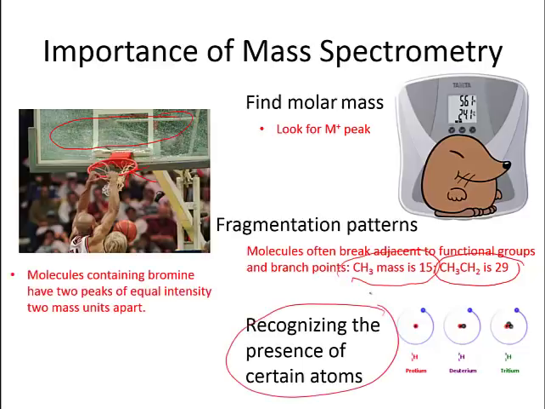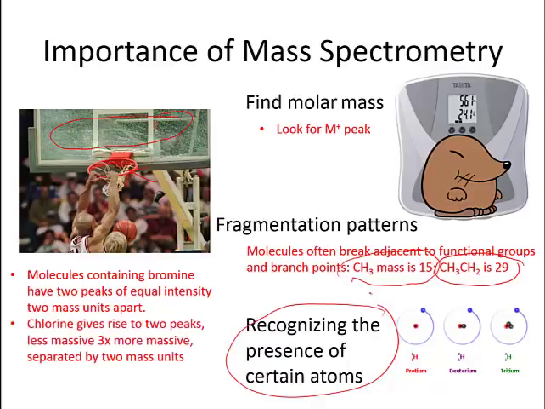Molecules containing bromine are going to have 2 peaks of equal intensity 2 mass units apart. So I'm going to go way on the right of the mass spectrum. If I see 2 really tall peaks separated by 2 mass units, I'm thinking, it's got bromine. If instead you've got 2 peaks separated by 2 mass units, and the one that weighs less is 3 times the height of the one that weighs more, that's an indication that you've got chlorine, because chlorine 35 is 3 times more abundant than chlorine 37.